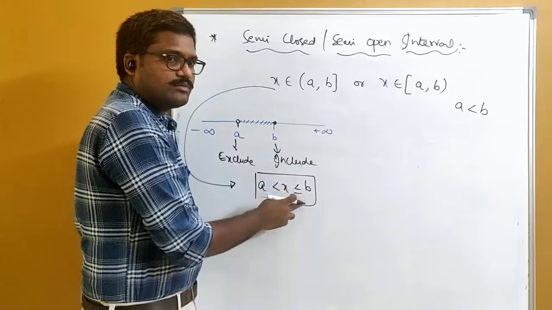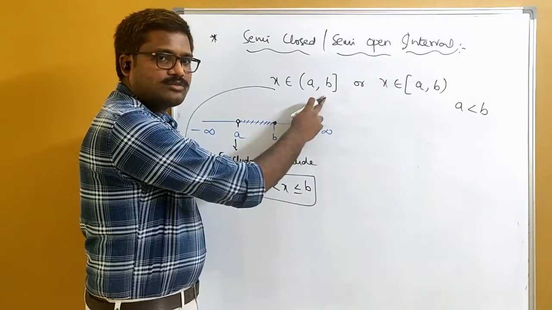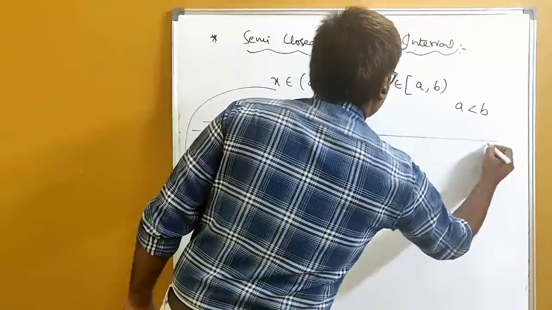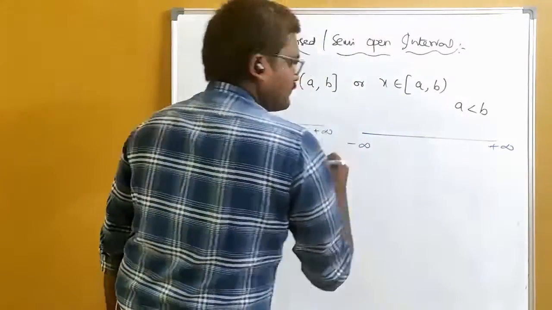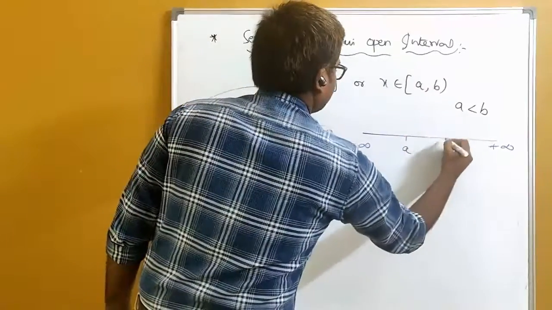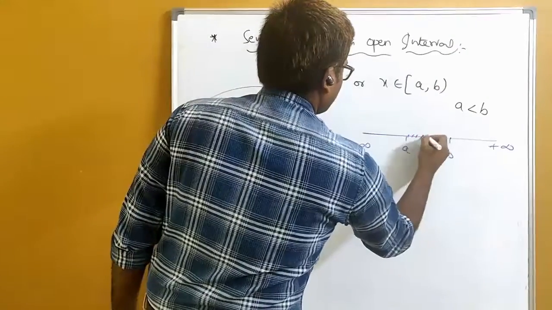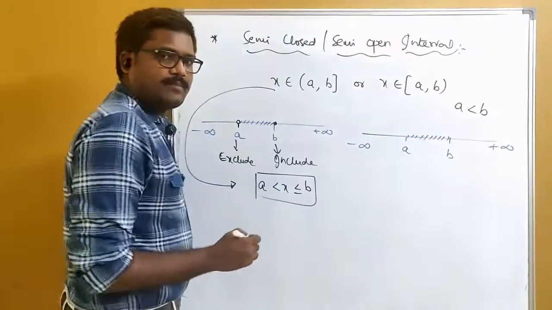Less than or equal to B. At B you have closed bracket. Understood? So similarly, plus infinity minus infinity. This is A and this is B. Again closed A, open B. Again same thing. All the values of X between A and B.